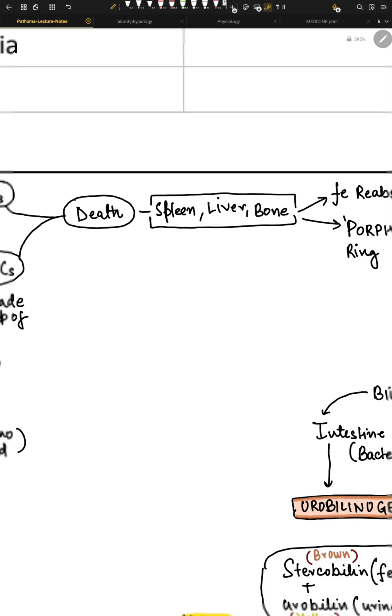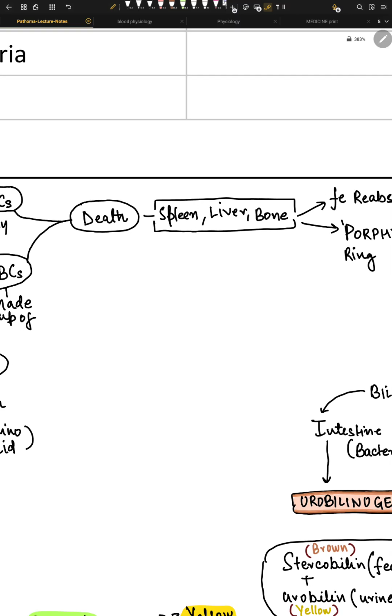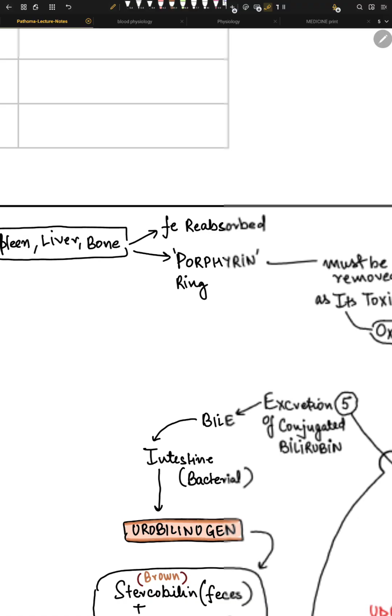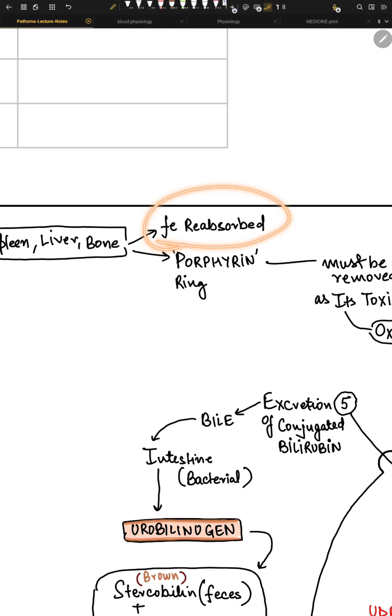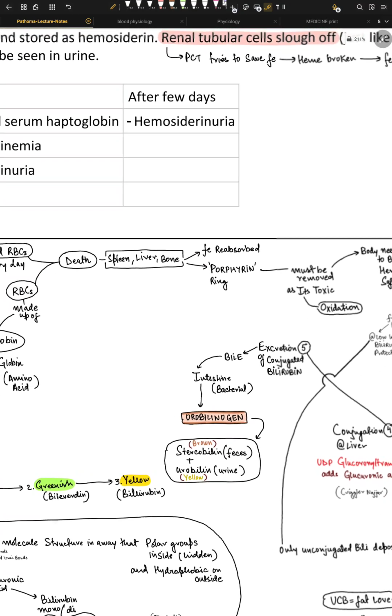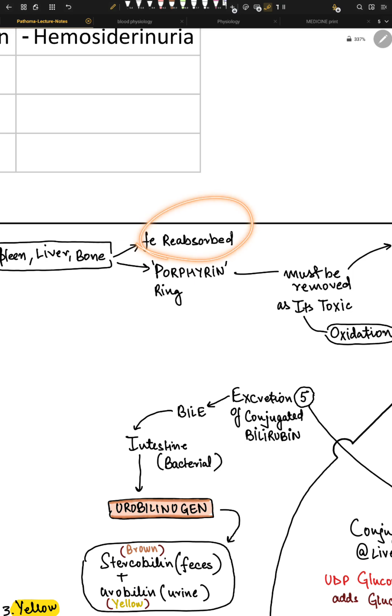So what happens is that when RBC is destroyed, we get heme back, we get globin back, right? And then heme gives us iron, and then we have something called bilirubin, right? This bilirubin is coming from bile. So this iron that is produced by death of RBC is reabsorbed back with the help of the liver.